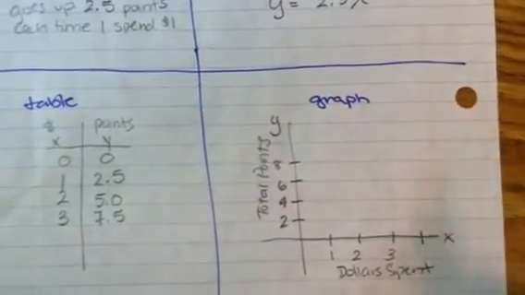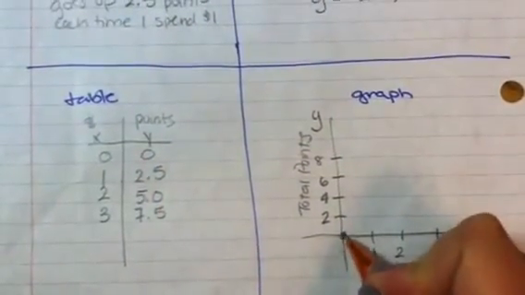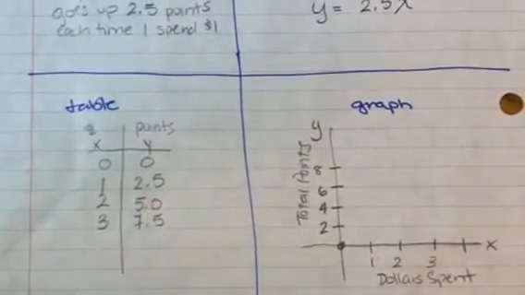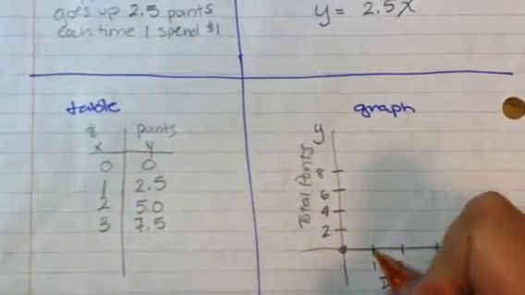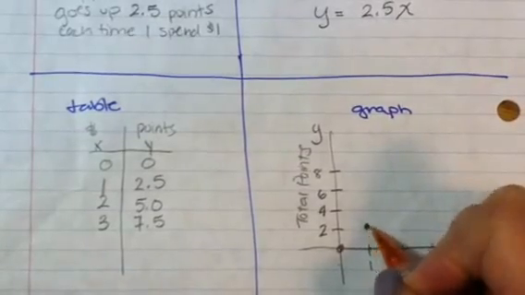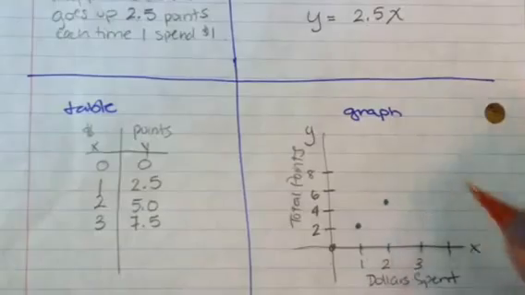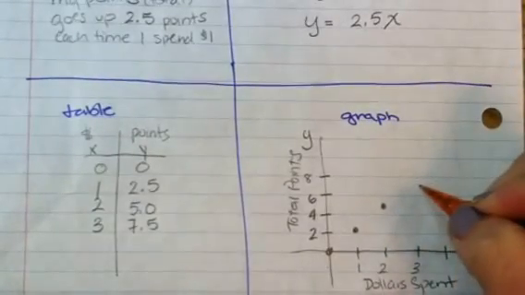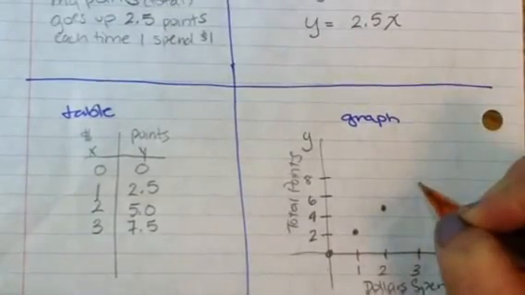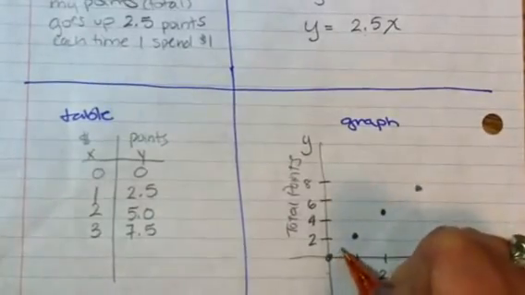Okay, so my first one from my table, I have (0, 0), so I'm going to plot that. Next, I have (1, 2.5), so x is 1 and y is 2.5, which is about right here. Next, I've got (2, 5), which is right here, and (3, 7.5), which is right here. And those do make a line.